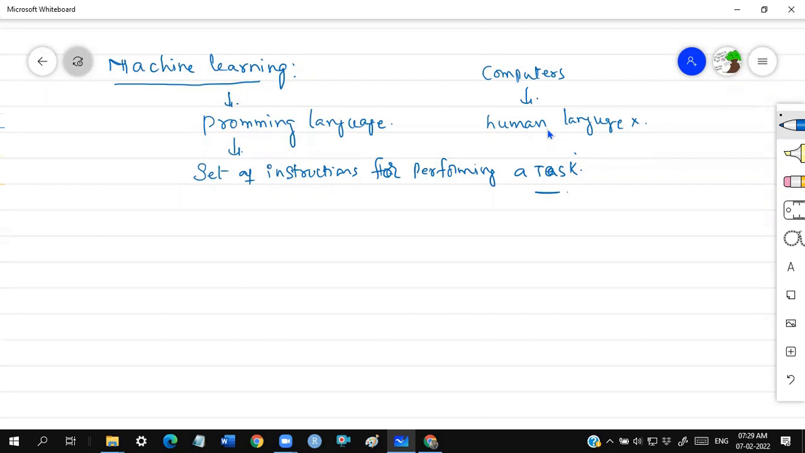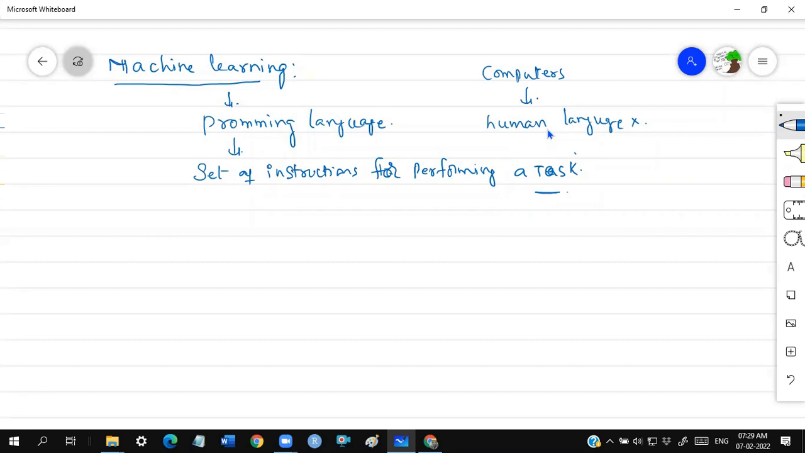But some decades ago, computer experts thought: why every time are you giving an instruction to the machine? Why every time are the machines being given instructions? Why can't the machines learn?